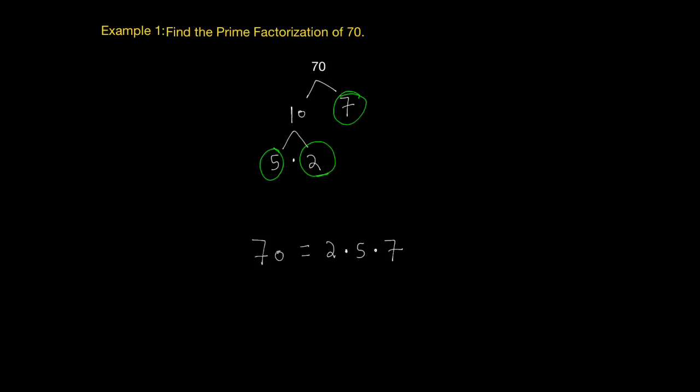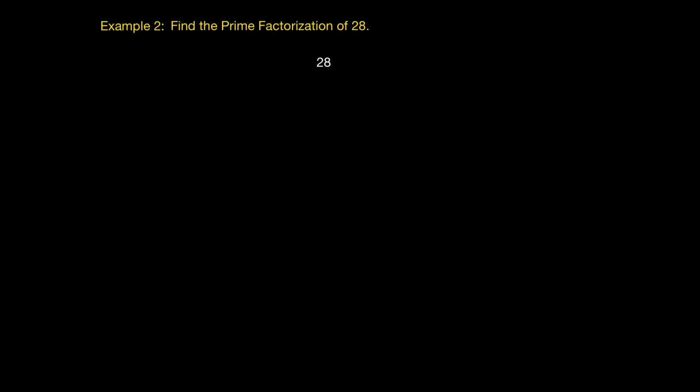Let's do one more. Now let's get the prime factorization of 28. I have to find two numbers that multiply, and we get an answer of 28. So here, I know that 4 times 7 would give me 28. You could have also done 14 times 2. The prime factors are going to be the same at the end. So as long as you get a correct multiplication, you should be good.